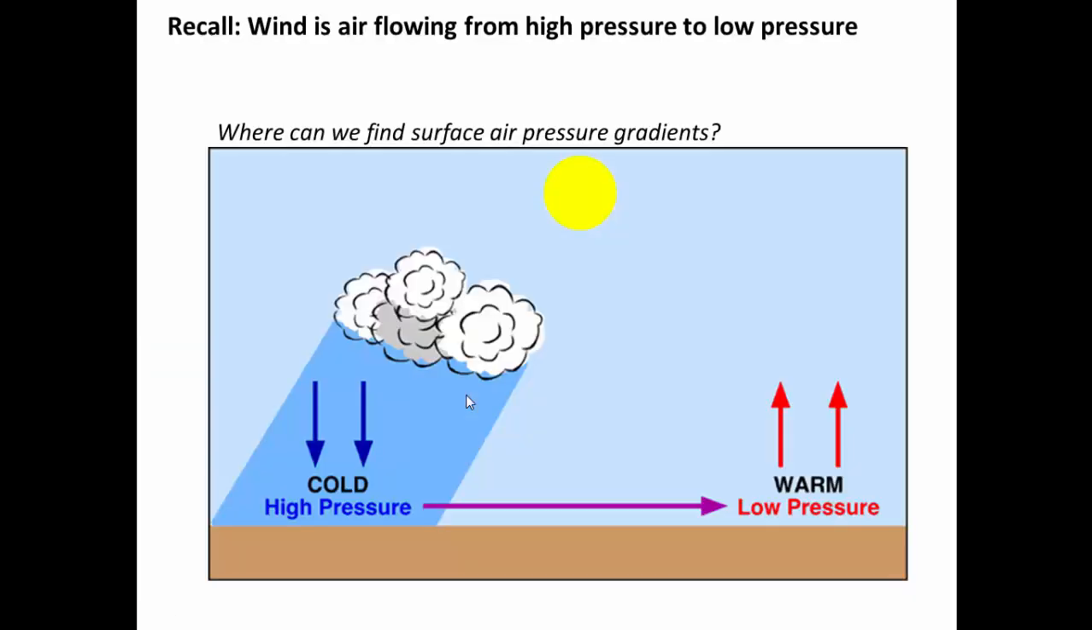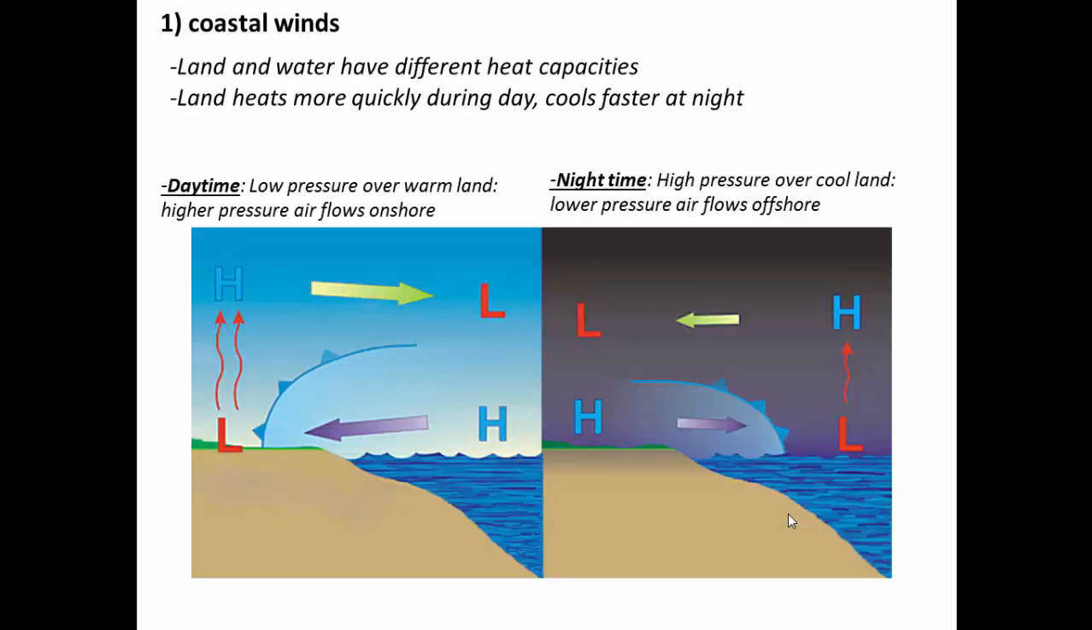Recall from the previous video that wind is just air flowing from high pressure to low pressure. Cold, dense air weighs more and creates high pressure, which squeezes the air out from under it, and it flows off towards lower pressure. So all wind is created by air pressure gradients at the surface. What we're going to look at now is where we can find consistent air pressure gradients. And the first place is along the coast, and these are called coastal winds.